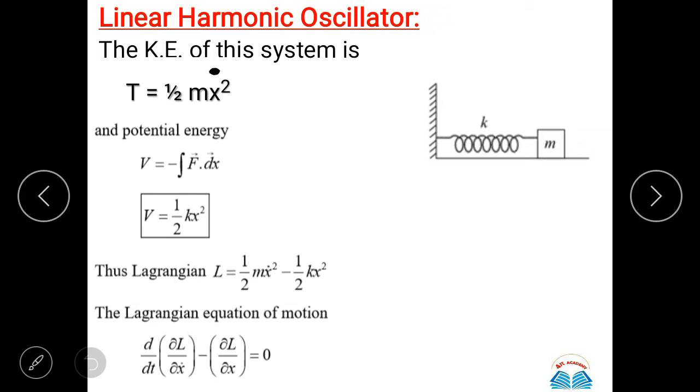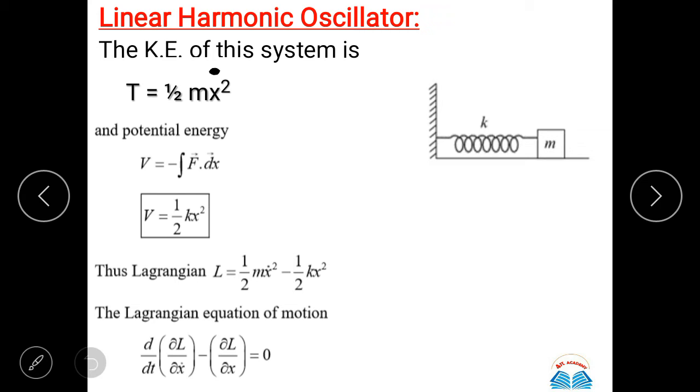So an oscillator is an object or a particle which moves to and fro about an equilibrium point. And what is a harmonic oscillator? A harmonic oscillator is basically one in which a periodic motion takes place. Like after some period, that particle or that object repeats its motion.